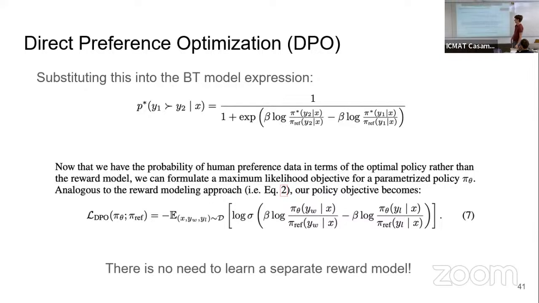And for the comparison, as usual in deep learning, they have some benchmarks like summarization or safety tasks, and they compute the reward over a test set. Okay, that's it.